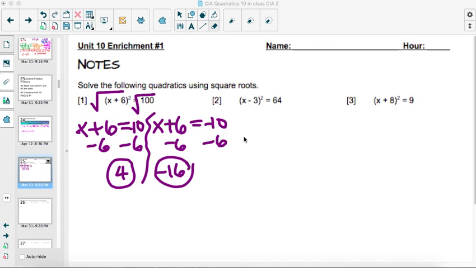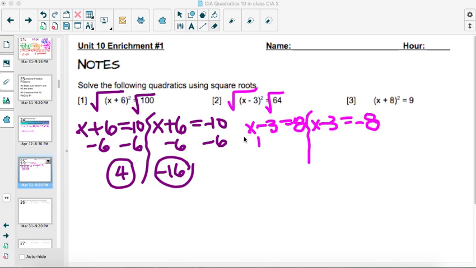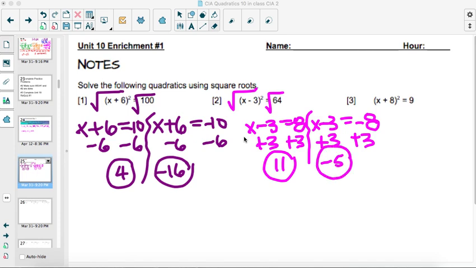All right, let's go ahead and try the next one. Square root both sides. I'm going to write the equation out twice. x minus 3 equals, x minus 3 equals. All right, the square root of 64 is either 8 or negative 8. To get rid of a minus 3, I add 3 to both sides, so I get 11 and negative 5. All right, go ahead and pause the video and try the last one on your own now.